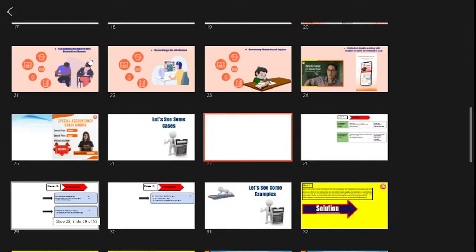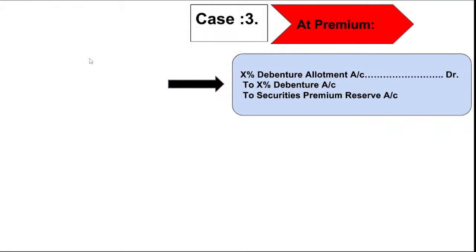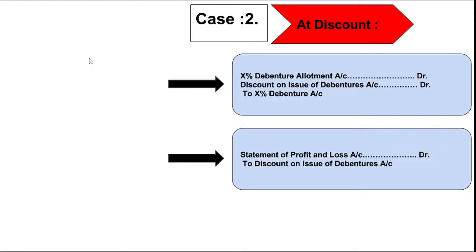Clear, Kashish? Okay. So here you can see the entry for premium: debenture allotment account debit, 2% debenture to securities premium reserve. And here you can see the entry for discount: debenture allotment debit, discount on issue of debenture debit, 2% debentures. And then we have to write off the discount from our statement of P&L: statement of profit and loss account debit to discount on issue of debentures. So these are the two entries when debentures are issued at discount.